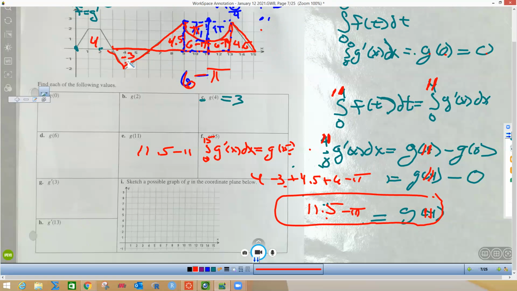So all I got to do is add up all these areas. So 4 minus 3 is 1. 4.5, and that 4.5 is 9. So 1 and that 9 is 10. 6 and 6 is 12. So 10 and 12 is 22. And then I got those 2 pi's in there. So this should be 22 minus 2 pi.